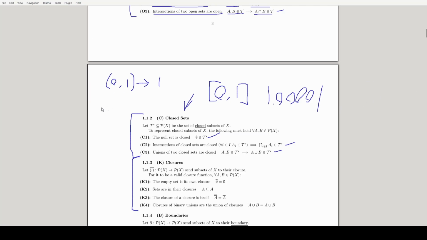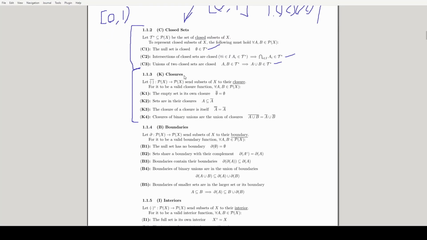I guess it's worth noting that you can have sets that are not open and not closed. The full set is always open and closed. So is the empty set. It's always open and closed. We'll show that later. And you can have sets that are not open or closed, like every half interval. That's not open or closed.